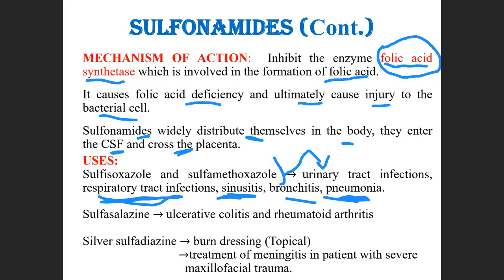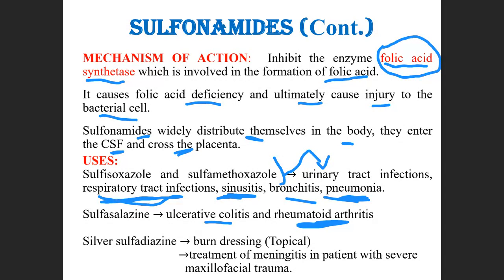The next thing is sulfasalazine, which is used in ulcerative colitis and rheumatoid arthritis. In ulcerative colitis there are ulcers, and in rheumatoid arthritis there is difficulty, joint pain, and swelling, for example in the knee joint, and infection may also occur. Sulfasalazine is very effective against that, along with some anti-inflammatory drugs.